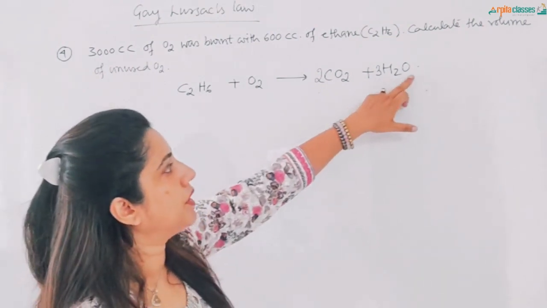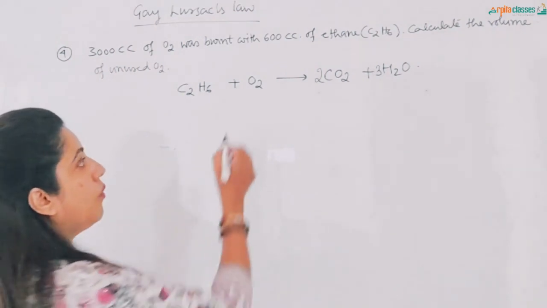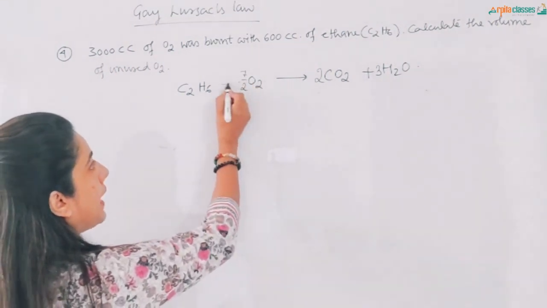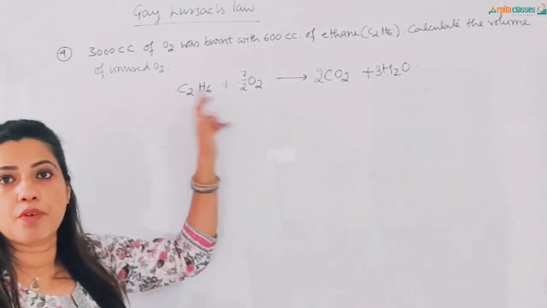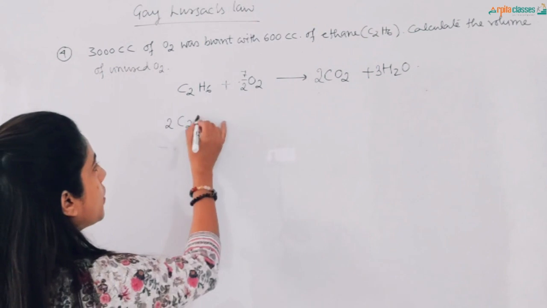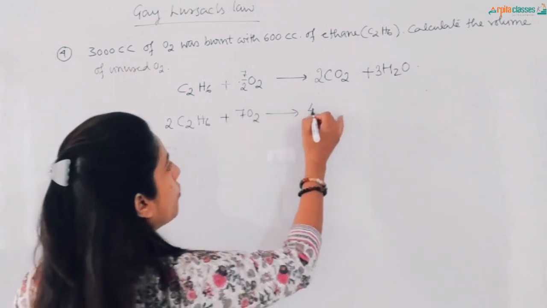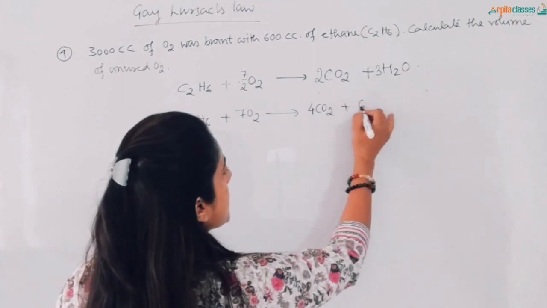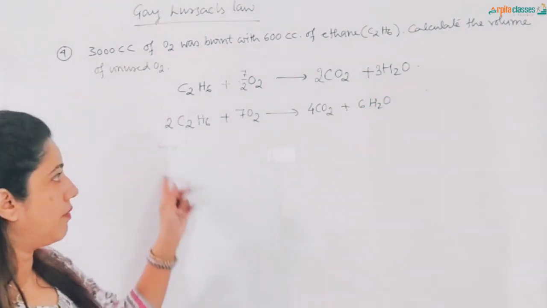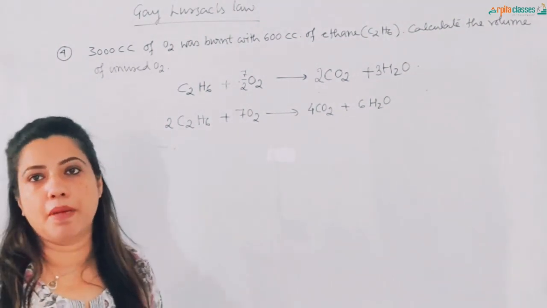Now see how many oxygen on this side: 3, and 2 2s are 4, 4 plus 3, 7 oxygen. We need to have 7 oxygen. So we'll write 7 by 2. But again it is a fraction. So we have to multiply the entire equation by 2. So we get 2C2H6 plus 7O2 gives 4CO2 plus 6H2O. Now you can see each and every element on the left hand side and right hand side is perfectly balanced. So we got a balanced chemical equation.